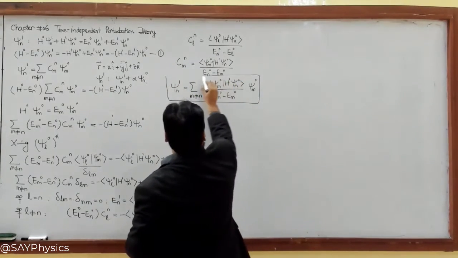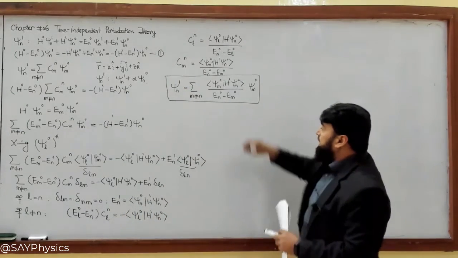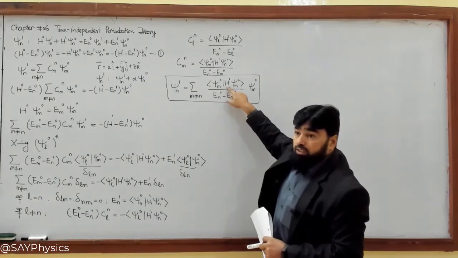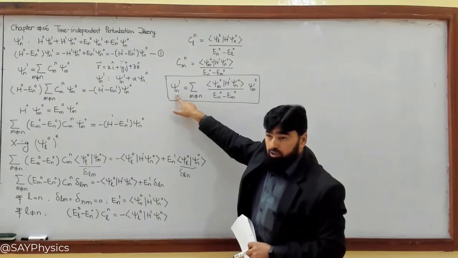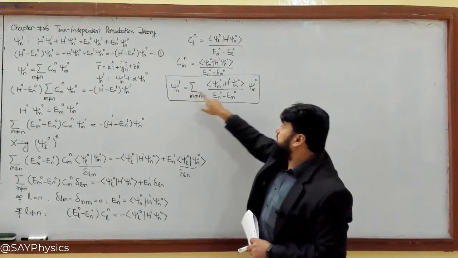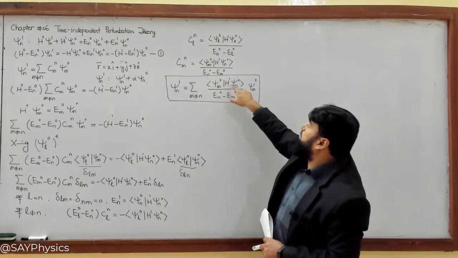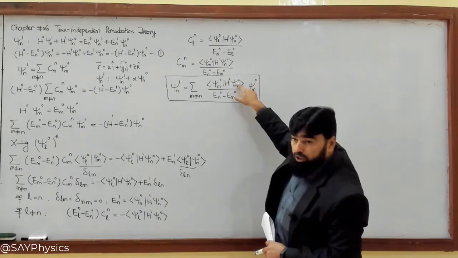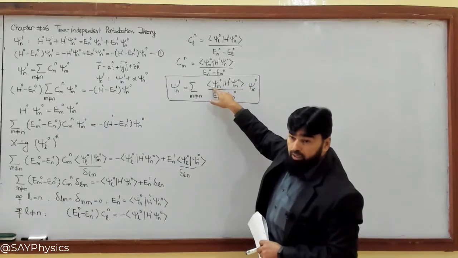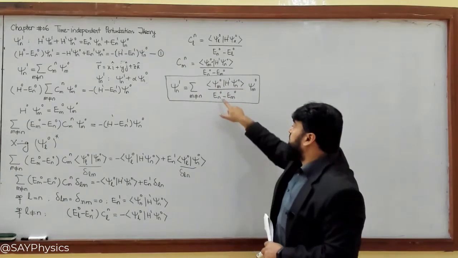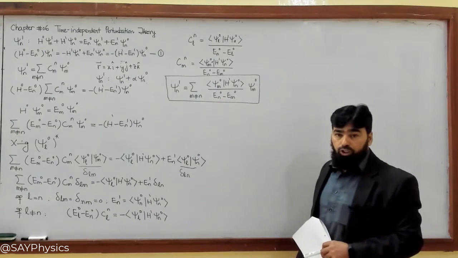Now you can understand and interpret this further. This is the first order correction to the wave function. The correction depends on the value of the perturbation. You apply the perturbation on the unperturbed state, and then multiply it with another unperturbed state, divided by the respective energies of those states.